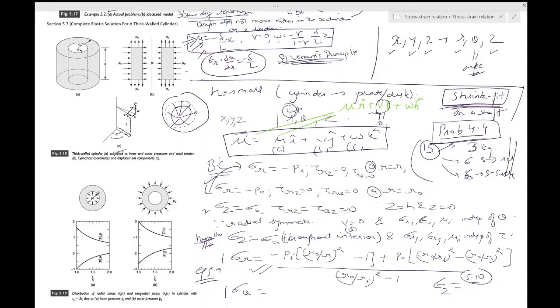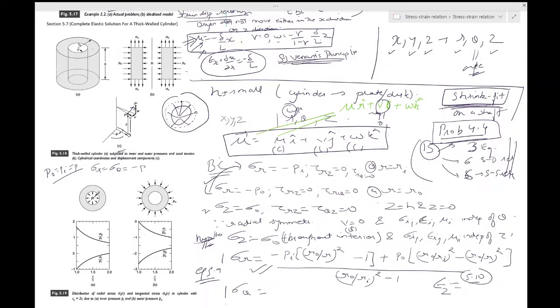Consider some special cases. When the inner and the outer pressures are both equal, like po is equal to pi is equal to p, in this case you will find that sigma r is equal to sigma theta is equal to minus p throughout the interior. It does not matter at what point you are. This will always be true.